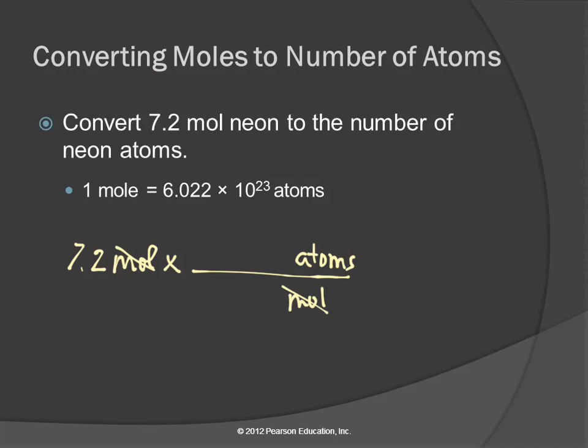Then we have to ask ourselves, well, what's the relationship between atoms and moles? 1 mole is 6.022 times 10 to the 23rd atoms. And Avogadro's number requires you to use scientific notation on your calculator because you can't put it in there any other way. 7.2 times 6.022 E23 equals. And we get, this would have two significant figures, 4.3 times 10 to the 24th atoms.